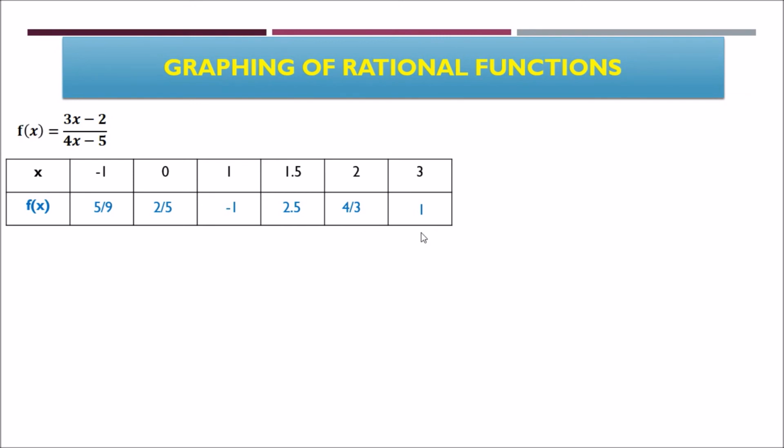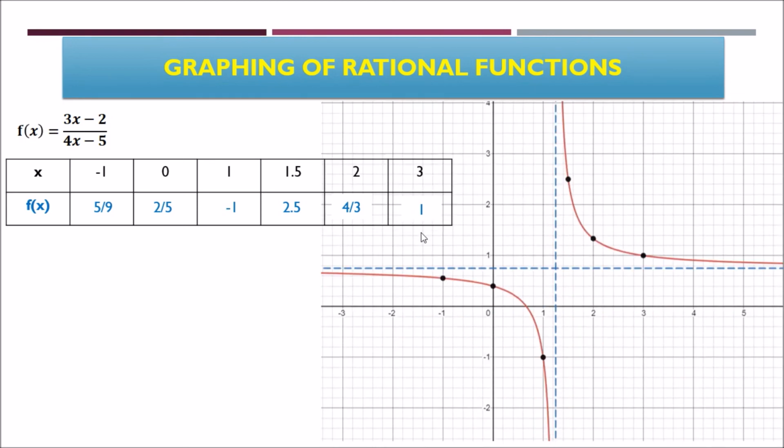We are now going to graph this set of ordered pairs on the Cartesian plane, and this will give us the graph as this. That's it about rational functions.